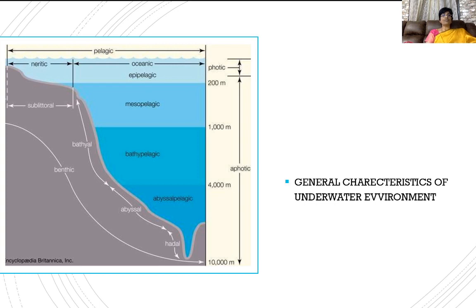Now, there are two regions based on where the sun rays fall. That means the light which goes inside the water up to 200 meters is called photic, and from 200 meters to 10,000 meters and beyond is said to be aphotic. So photic means light zone and aphotic means without light. This is the dark zone.